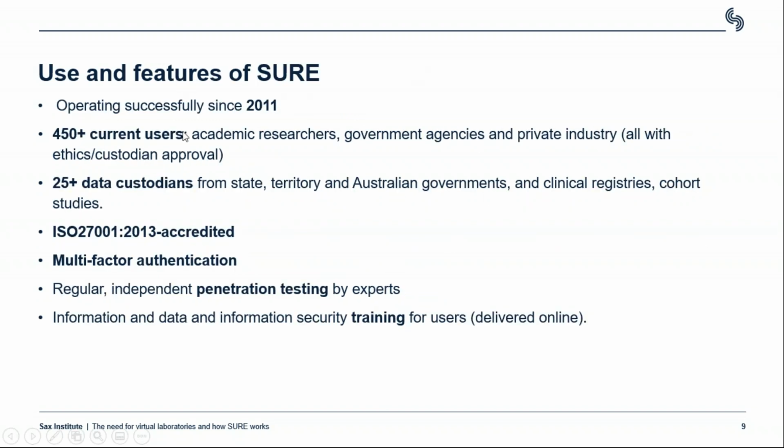The features of SURE: it's been around since 2011. We've got about 450 researchers using it at the moment. Our information security management systems are ISO 27001 accredited, and we're going through an audit at the moment. This is important because it means we say what we do and we do what we say we do with our information security management system. It means that we're always looking for potential weaknesses in the environment, and we have established methods of making improvements to the security management of the environment.